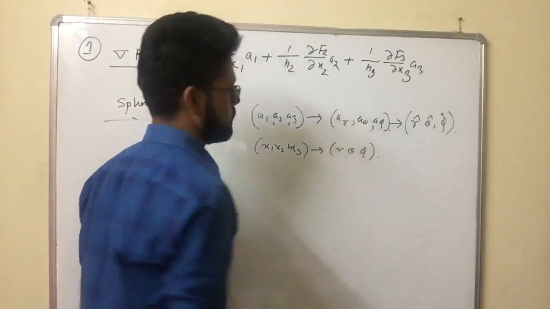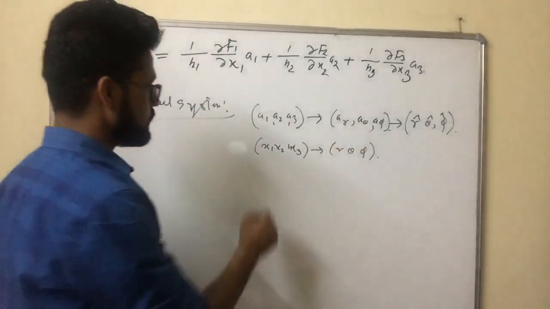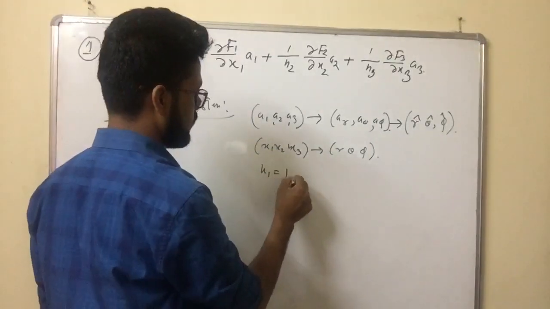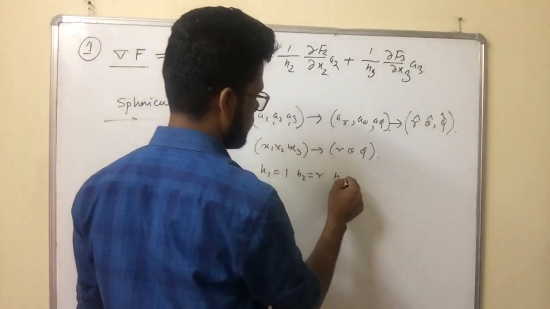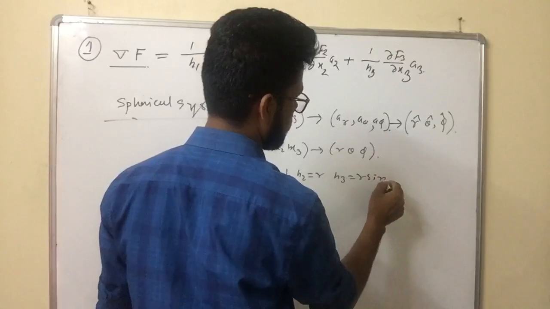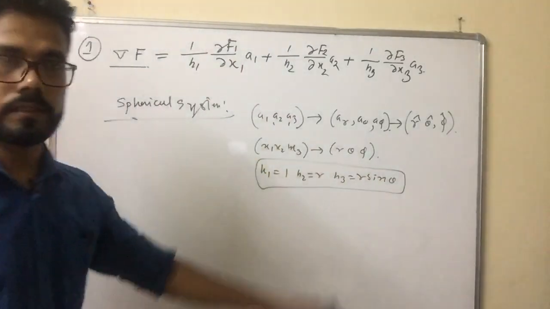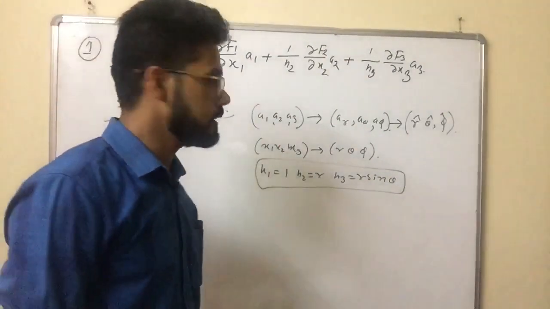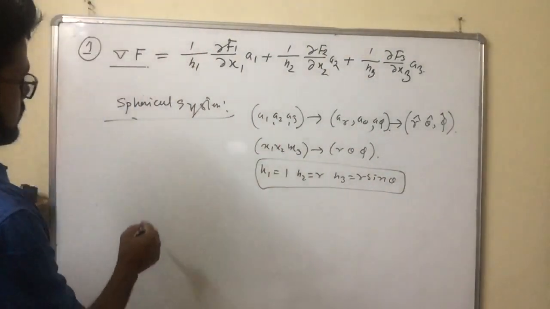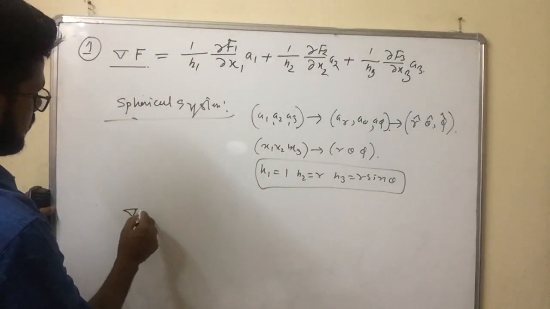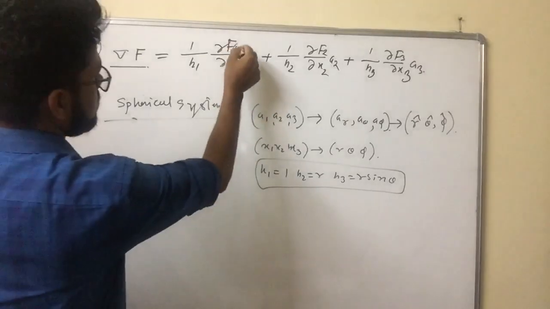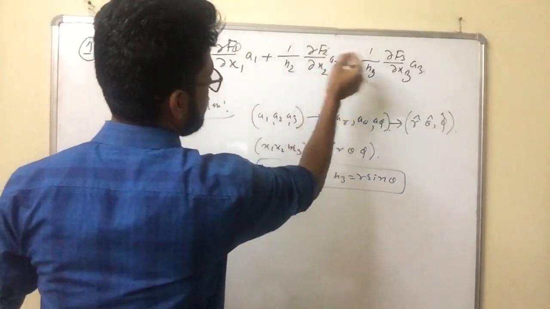H1 equals 1, H2 equals r, H3 equals r sin theta. Remember this. You only have to remember these terms, they are important. The rest is easy, you can easily understand. So what is the general formula in the spherical system? Del f. Now you can replace this with Fr, F theta, F phi.